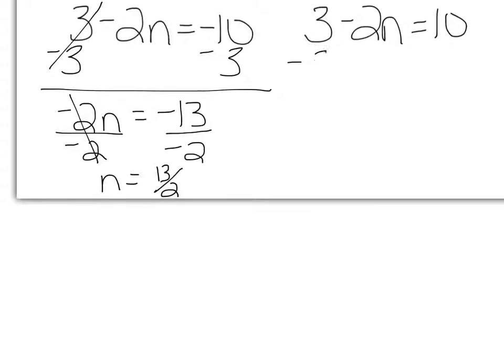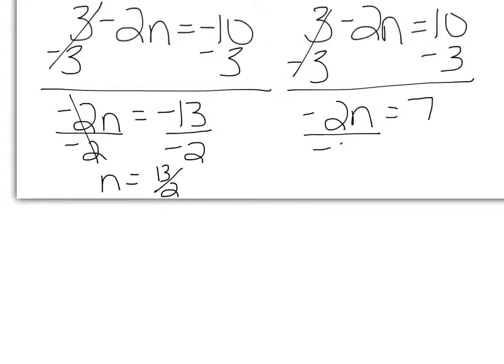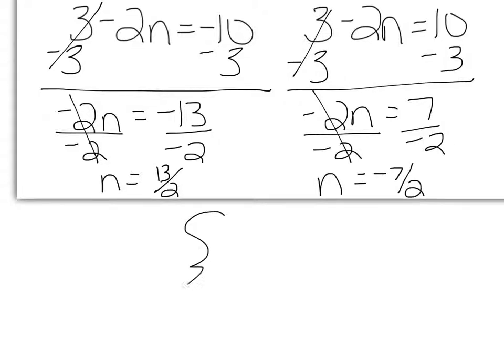And then over here, you're going to do the same. Subtract 3 from both sides. You get negative 2n is equal to 7. Divide both sides by negative 2. So n is equal to negative 7 halves. So your solution set is negative 7 halves and 13 halves.